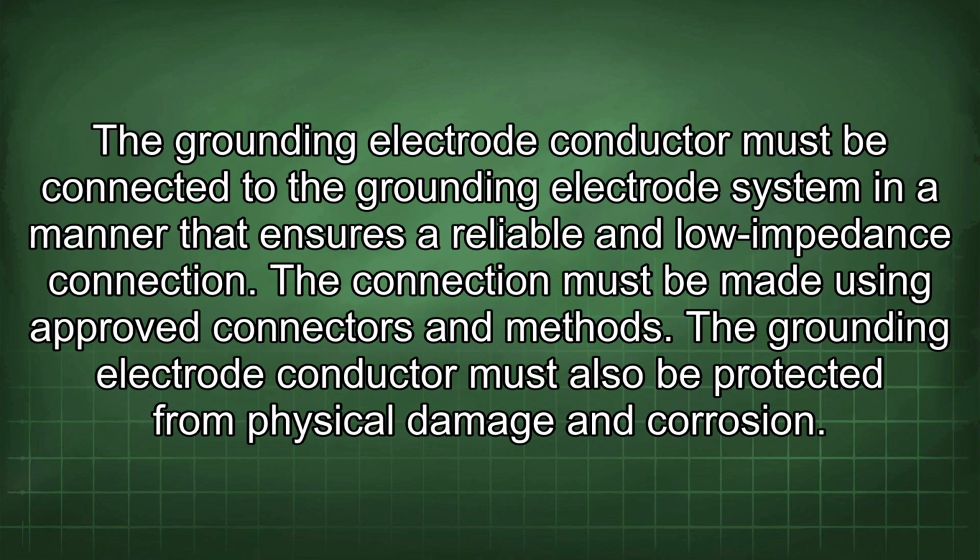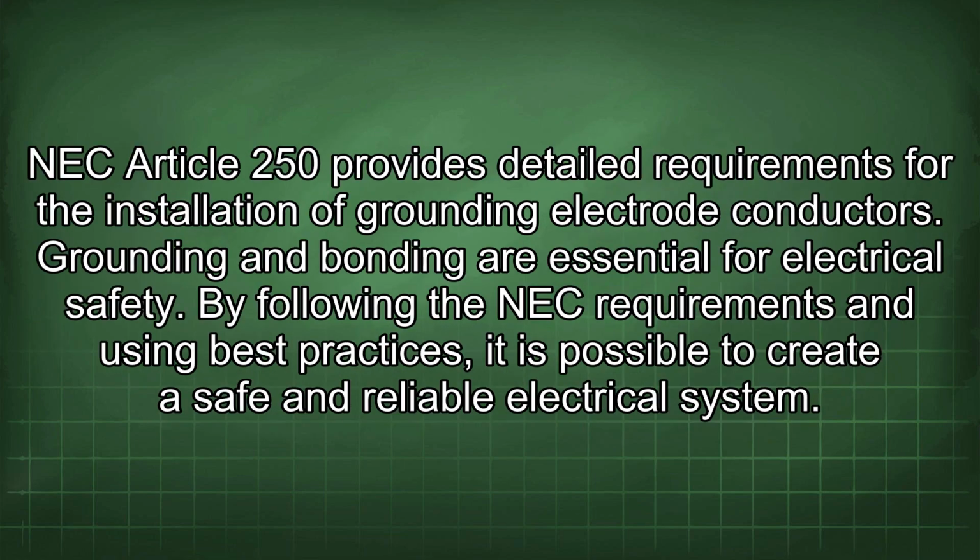The grounding electrode conductor must be connected to the grounding electrode system in a manner that ensures a reliable and low impedance connection. The connection must be made using approved connectors and methods. The grounding electrode conductor must also be protected from physical damage and corrosion. NEC Article 250 provides detailed requirements for the installation of grounding electrode conductors. Grounding and bonding are essential for electrical safety. By following the NEC requirements and using best practices, it is possible to create a safe and reliable electrical system.